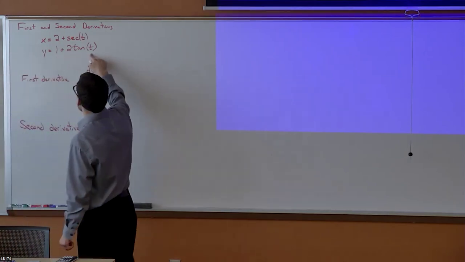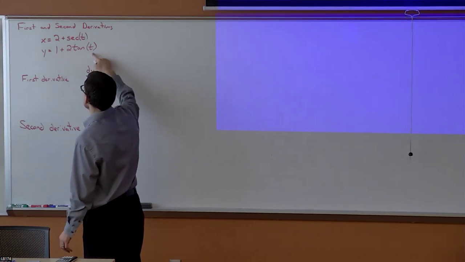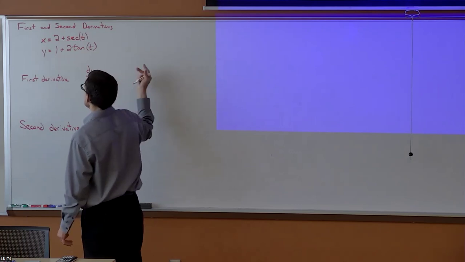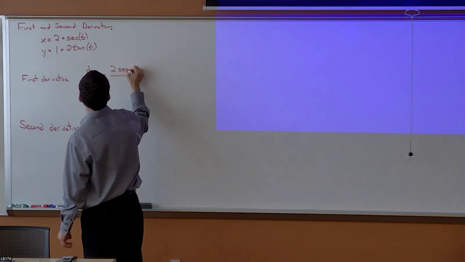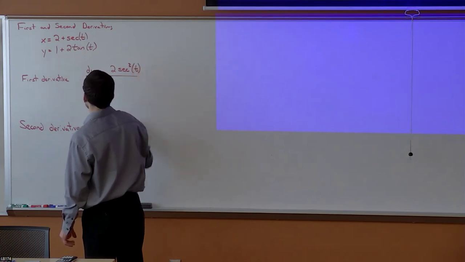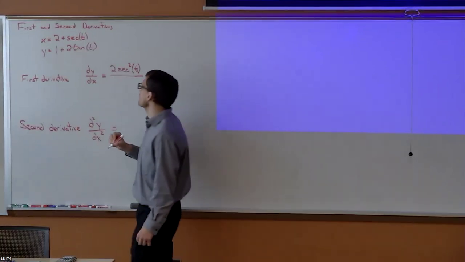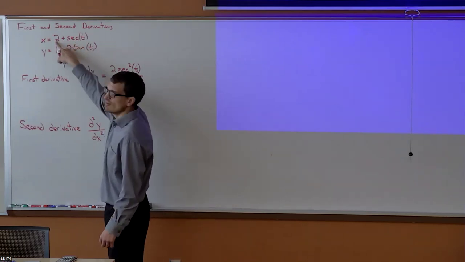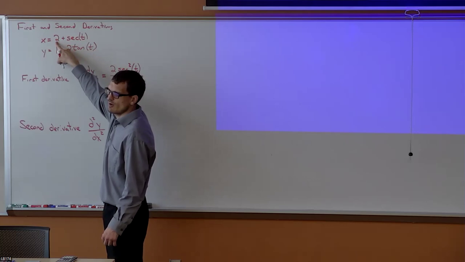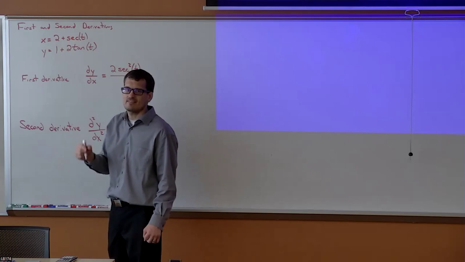Derivative of y, well, derivative of 1 is just 0. Derivative of 2 times tangent, well, derivative of tangent is secant squared. So I get 2 times secant squared of t. Again, derivative of tangent is secant squared. Dx. Well, this constant, when I take a derivative, becomes a 0. Secant, when I take a derivative of secant, I get secant times tangent.